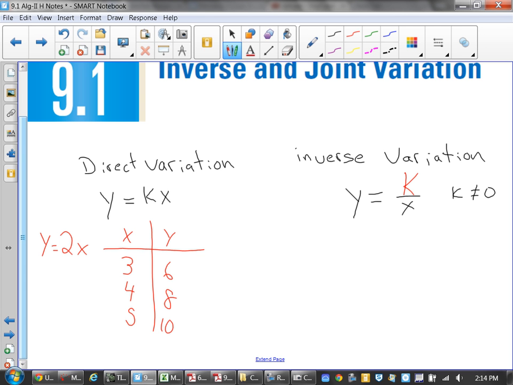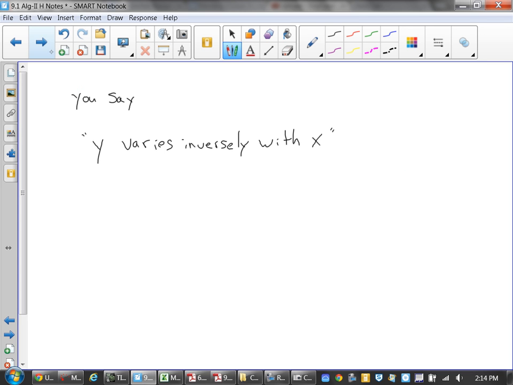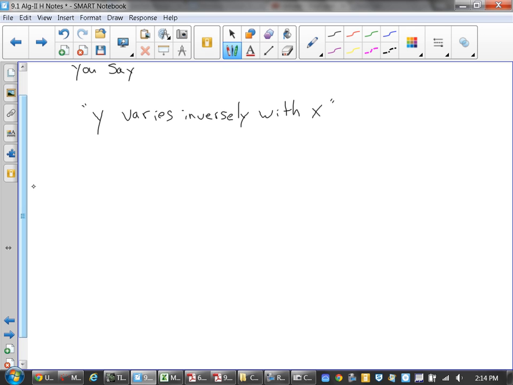So when we're looking at inverse variation, it looks just a little bit differently. And I'll show you guys some table stuff here in a minute. What they say is, when you read it, they'll say it a couple of different ways. Y varies inversely with x, or it'll say x and y vary inversely.